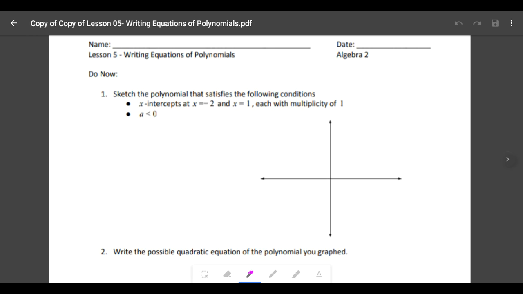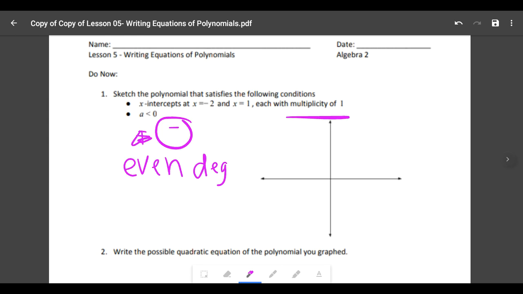We have a polynomial where our a value is negative, and we know that we have x-intercepts at -2 and +1, each with a multiplicity of 1. So we know we have 2 real roots, so this is going to be even degree. Our end behavior should be down, down, because our a value was negative. We don't have any information about y-intercepts, so we're just going to do a rough sketch using our x-intercepts.